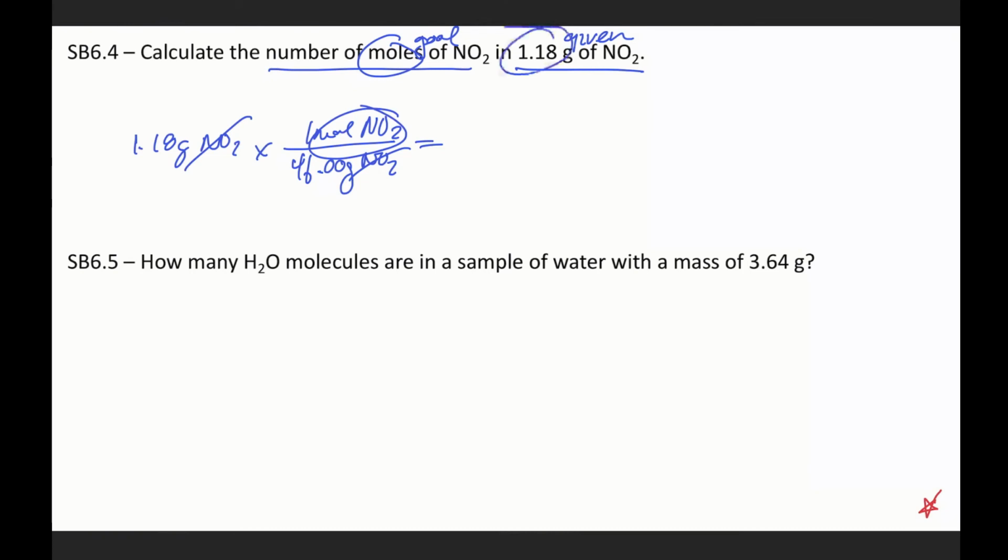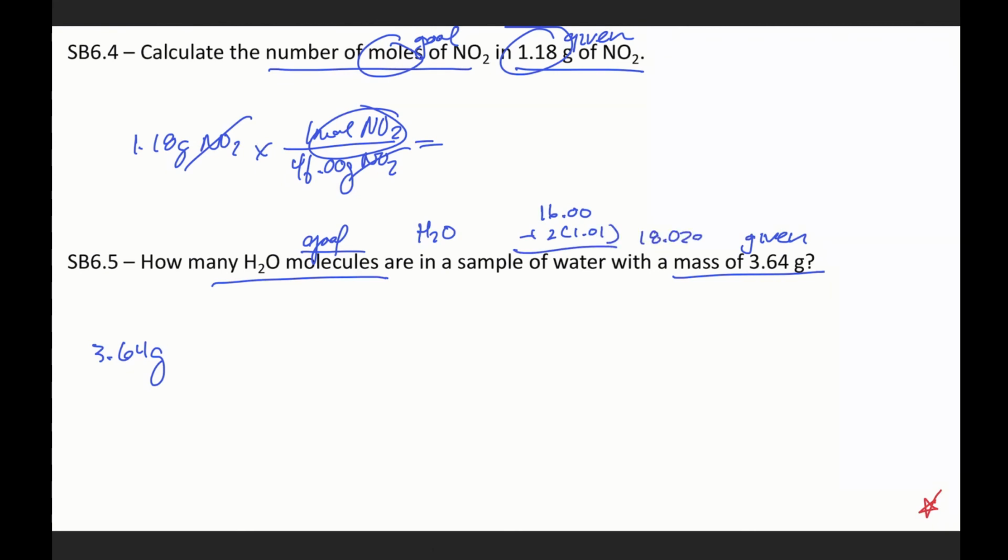All right, how many H2O molecules, so this is clearly our goal, are in a sample of water with a mass of this? This is our given, which is a mass, and I'd like to get to molecules. Is there a conversion factor between mass and molecules? No, we have to stop at Avogadro's number on the way. So 3.64 grams. Let's get the molar mass. H2O is going to be 16 plus 2 times 1.01, which gives us 18.02 grams equals 1 mole for water.